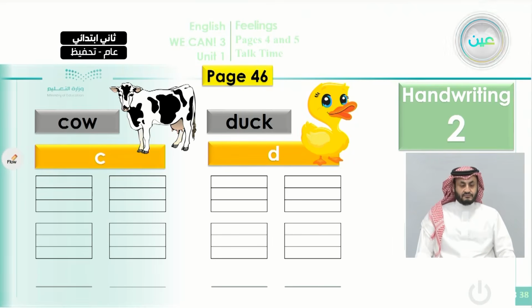Now we move to the last part of our class today, the handwriting. As we said before, you need to be careful about writing. You need to write the letters in their right place, and you need to form them correctly also. Like here we can see C and D, cow. The first letter of the word cow is C, but it's pronounced as ka. So we say cow. The other one here is duck. The first letter of the word duck is D.